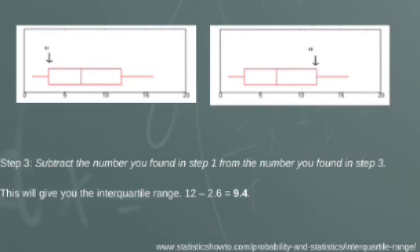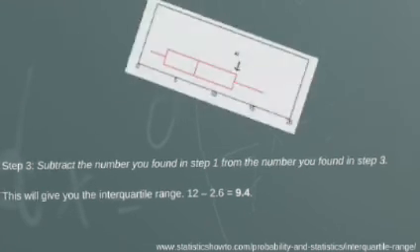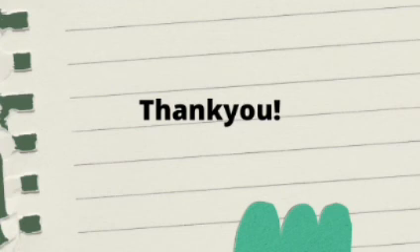Step 3. Subtract the number you found in step 1 from the number you found in step 2. This will give you the interquartile range, which is 12 minus 2.6.